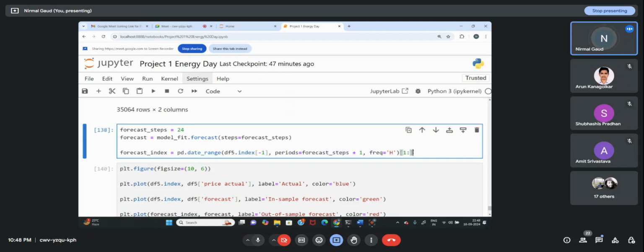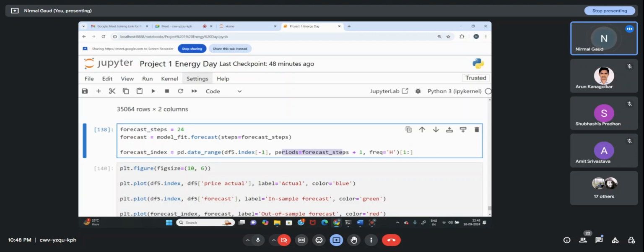In this particular code, forecast index, pd.date_range from index minus 1. Minus 1 is the last index. From minus 1 to the next 24 days. That means the last value, add 24 to it. वो इंडेक्स में ऐड करो और मेरे को वैल्यू बताओ, what are the forecasted values. ये कोड है उसका.